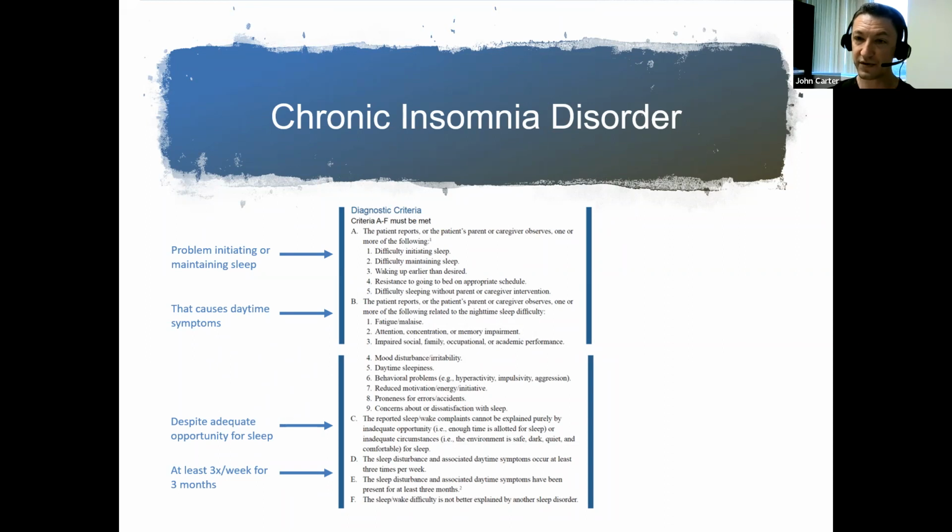Again, you've got these criteria A through F, all of which must be met. But again, these break down into those three basic categories that we discussed before. There needs to be a problem initiating or maintaining sleep. That problem needs to cause daytime symptoms or dysfunction, and that needs to happen despite an adequate opportunity for sleep.